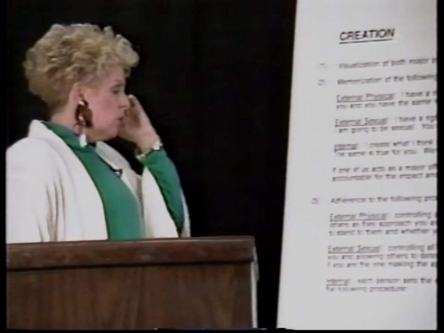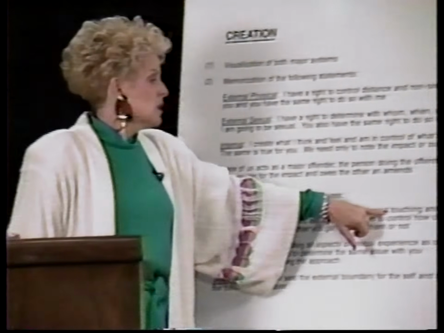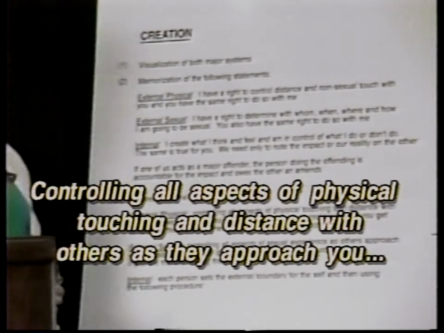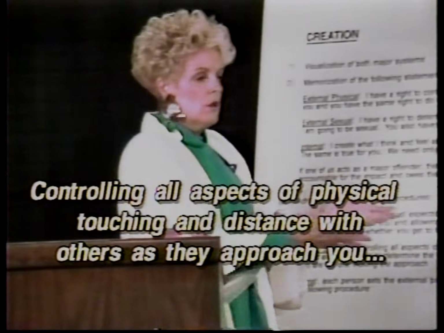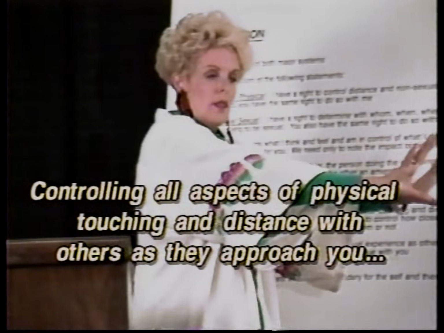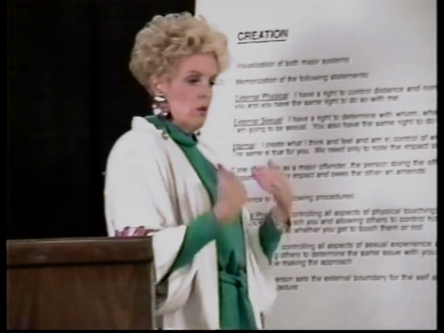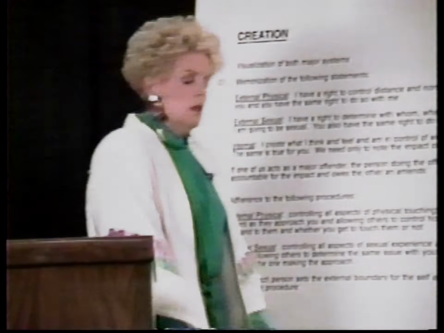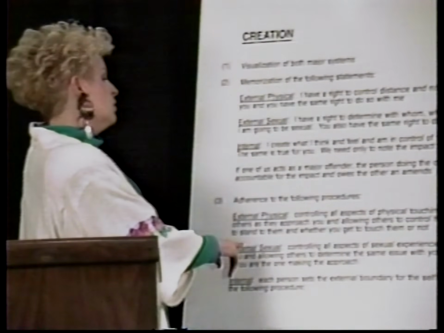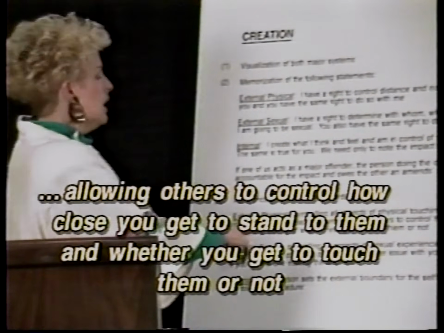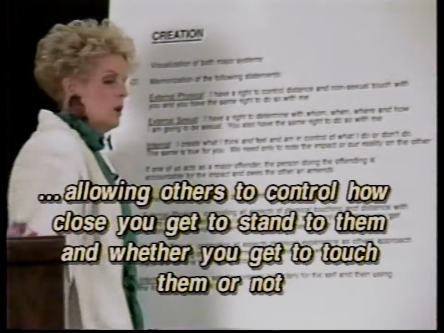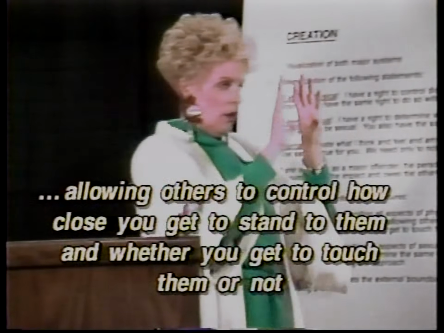What you first start doing is controlling all aspects of physical touching and distance with others as they approach you. In other words, what you do is you put energy into pushing that external physical energy at somebody and controlling how close they stand to you and whether they get to touch you or not. That's the first thing you do. When you get used to that, then the next thing you do is you move into allowing others to control how close you get to stand to them and whether you get to touch them or not.